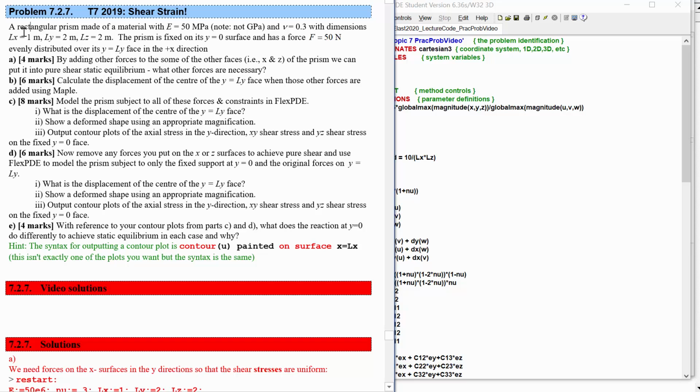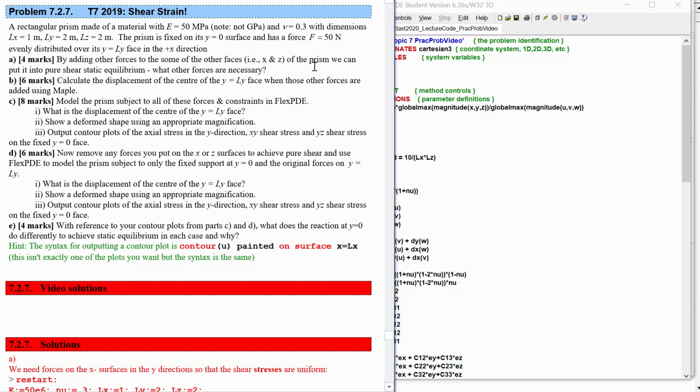Okay, so a rectangular prism is made of a material with a Young's modulus that's 50 megapascals, not gigapascals like we've usually had, and has a Poisson's ratio of 0.3 and these dimensions. So it's shorter in x than it is in y and z. The prism is fixed on its y equals 0 surface and has a force of 50 newtons evenly distributed over its y equals Ly face in the positive x direction.